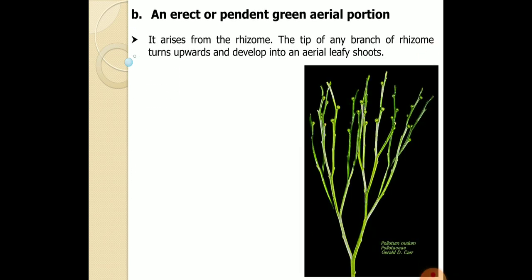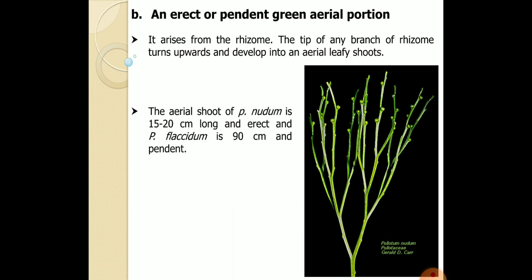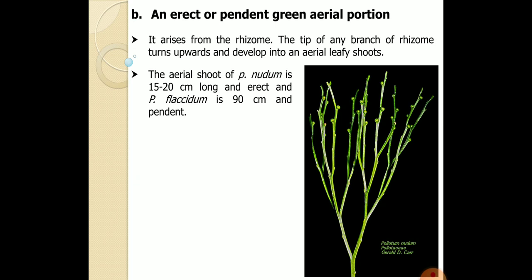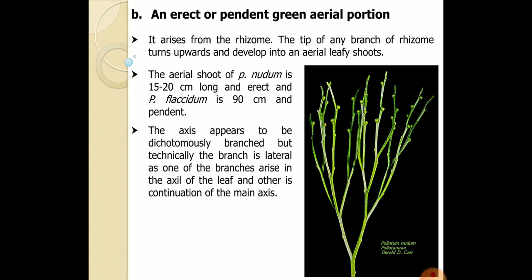This is the aerial part, and it consists of the branching pattern, and they may be 15 to 20 centimeters long, erect and pendant. The axis bears dichotomous branching.